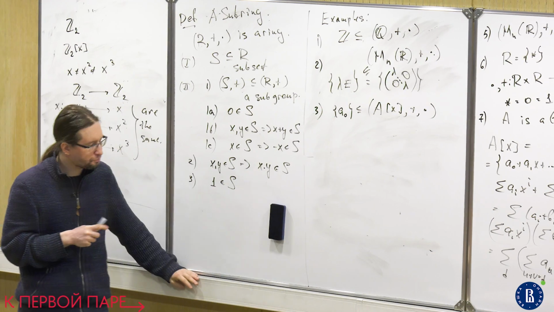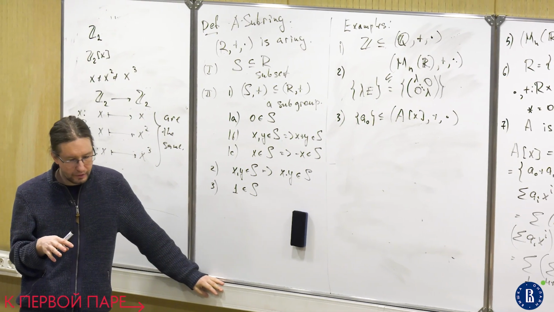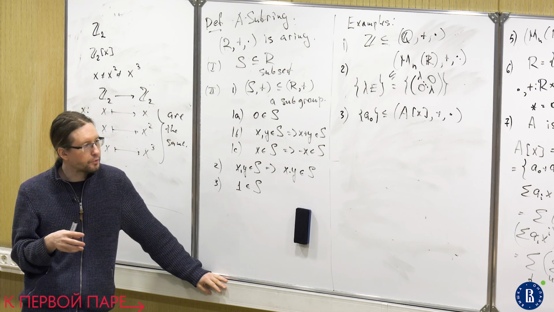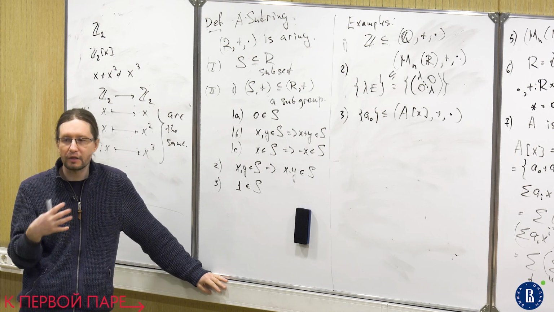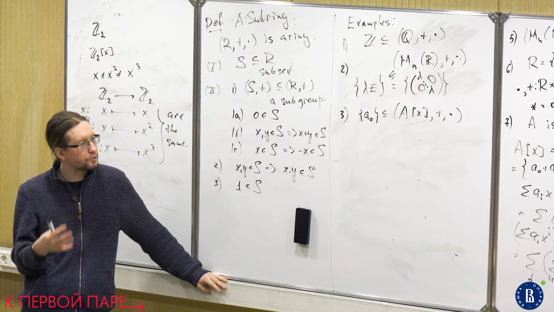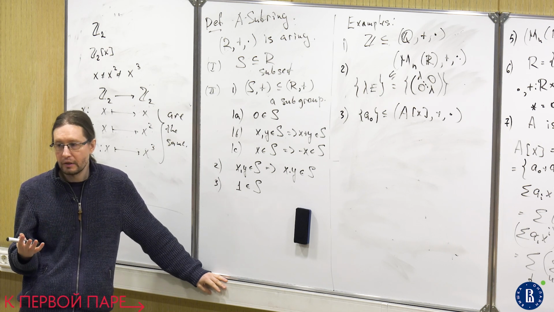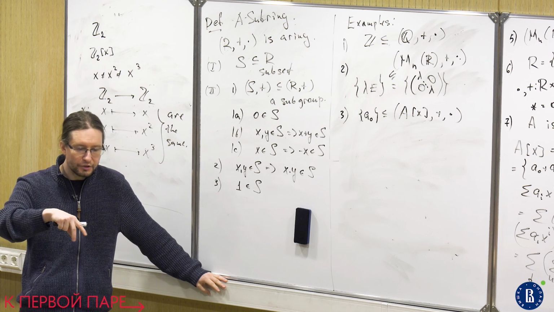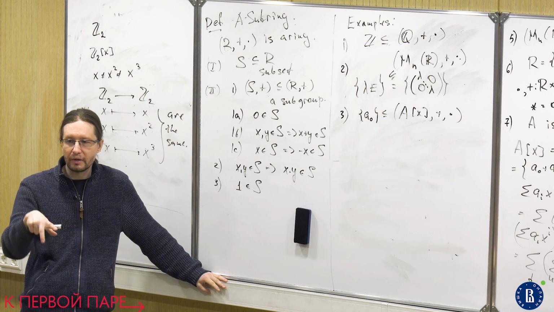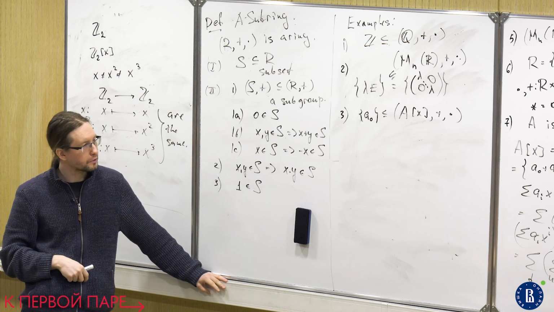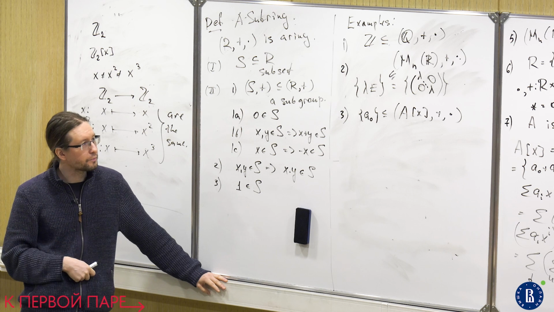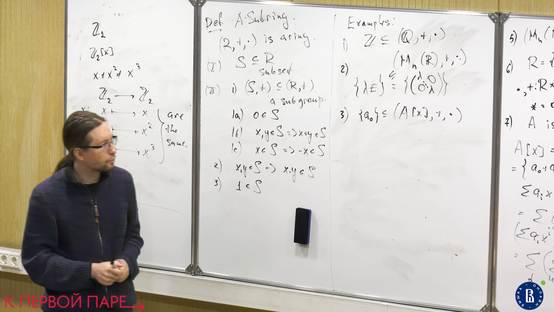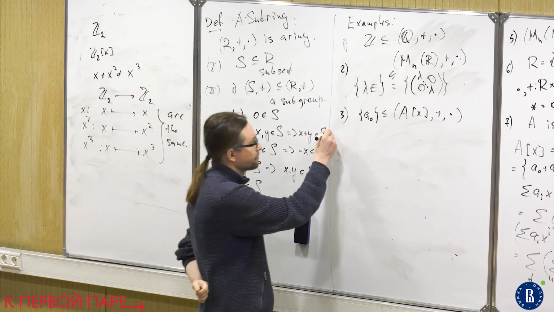As you remember, when we discussed groups, we had two approaches. In approach number 1, we discussed different types of elements inside a group. In approach number 2, we discussed different types of subgroups in a group. So you can study a structure by its elements or by its subsets with some specific properties. Here we also have two different approaches. The approach number 1 is to discuss different types of elements of a ring.